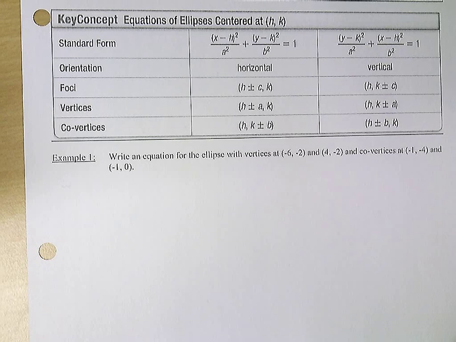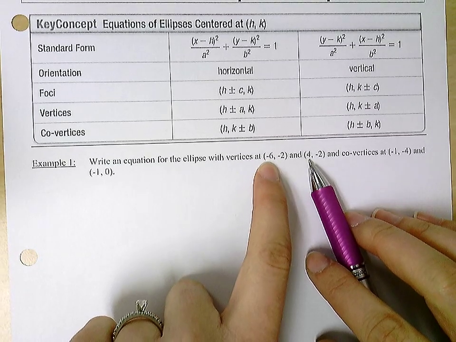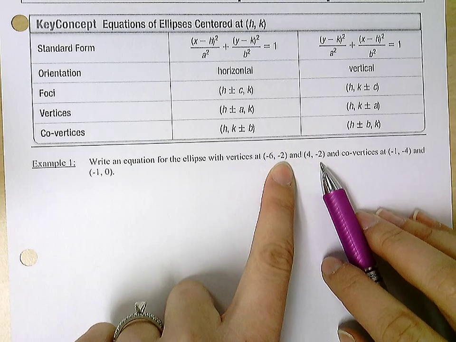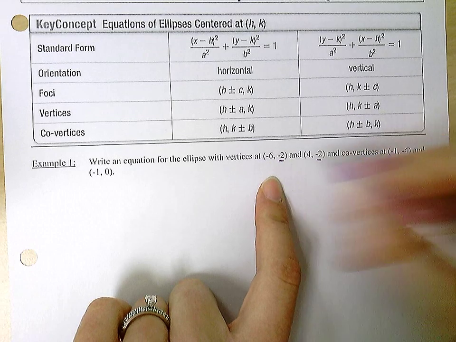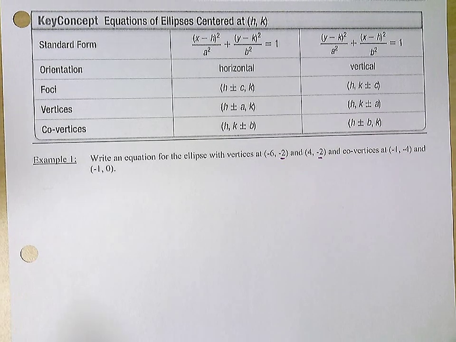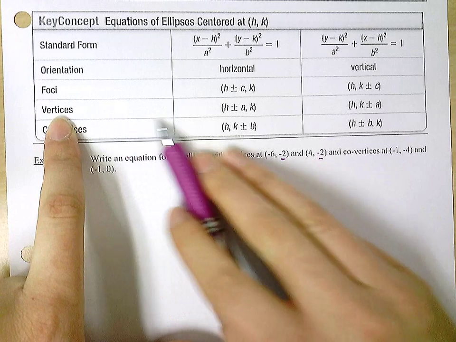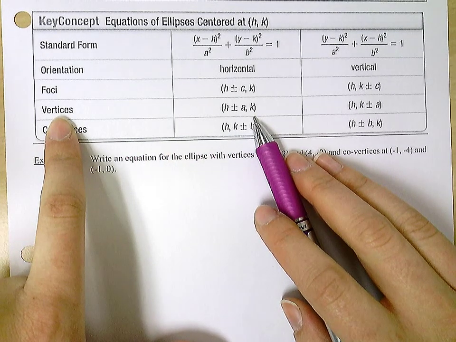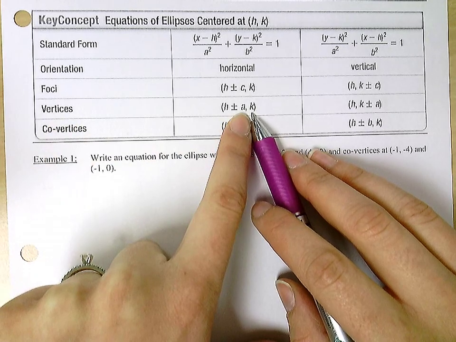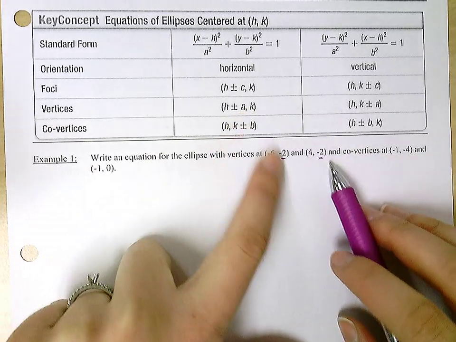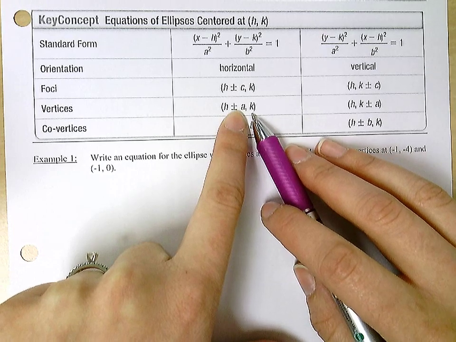I look to see if my x values are the same or if my y values are the same. My y values here remain the same. So if I look where it says vertices in my table, I want to see where the y value doesn't have anything added or subtracted to it. That would be this one right here. So your y value is k. There's nothing added or subtracted, so it stays the same the entire time. That means this is a horizontal ellipse.